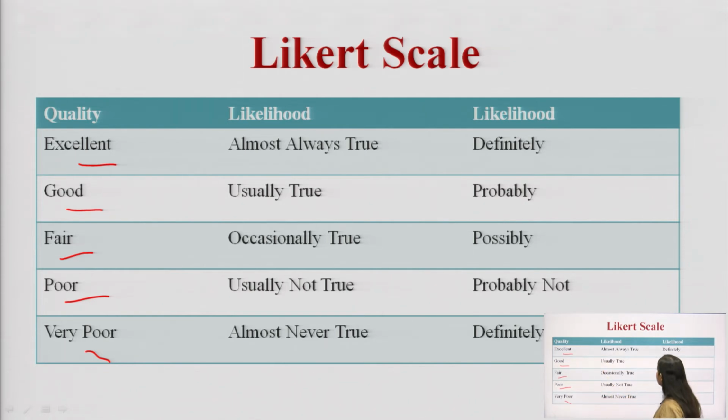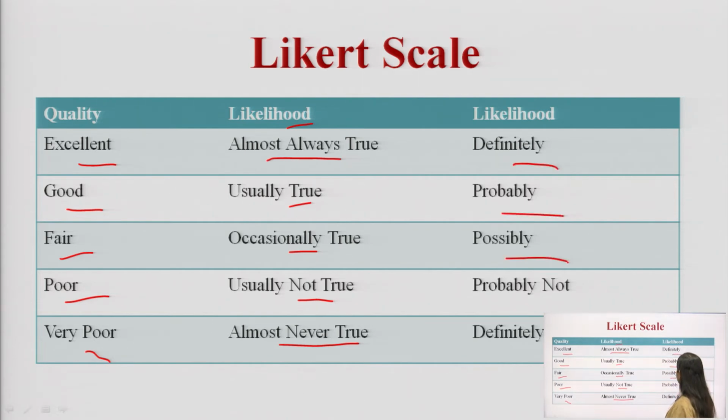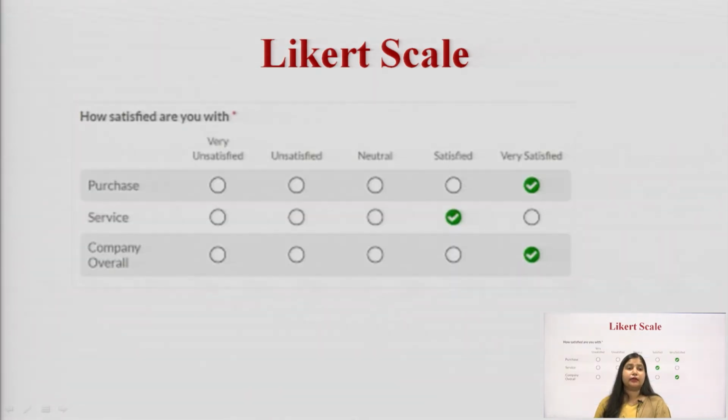And likelihood: if we talk about likelihood, it means how likely an event is to happen, for example, you will go to the market daily. When you talk about likelihood, the response may be almost always true, usually true, occasionally true, usually not true and almost never true. Or another method is definitely, probably, possibly, probably not and definitely not. So these were examples of the Likert scale.